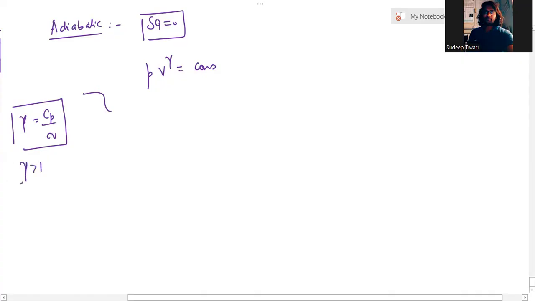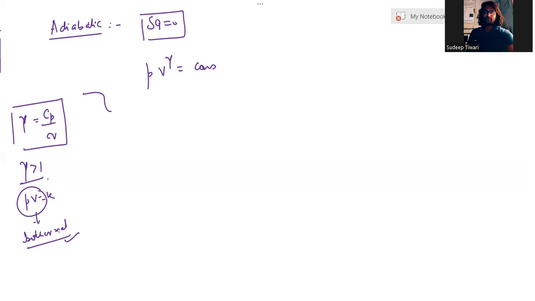So gamma is greater than 1, which implies that if I want to find the slope, it will be much steeper than the slope of PV. And PV equals constant is the equation of an isothermal process. So you have to remember, if I make an indicator diagram of an isothermal process and an indicator diagram of an adiabatic process, then the indicator diagram of the adiabatic process will be steeper because of gamma being greater than 1.